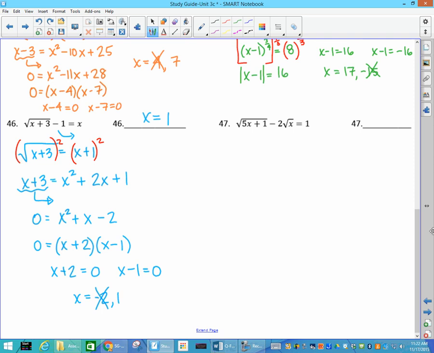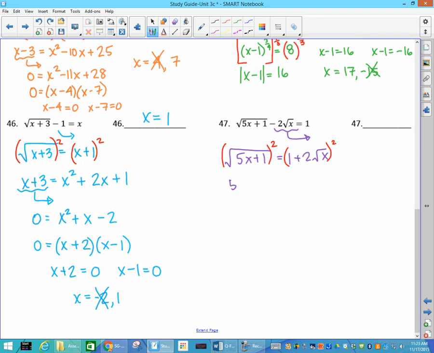All right, last problem. Oh, I got 2 of them. So I need to take this guy to the other side because he's just a little simpler than that one. So that's leaving me with the square root of 5x plus 1 equals 1 plus 2 square roots of x. So I am going to square both sides. Square it. And square it.